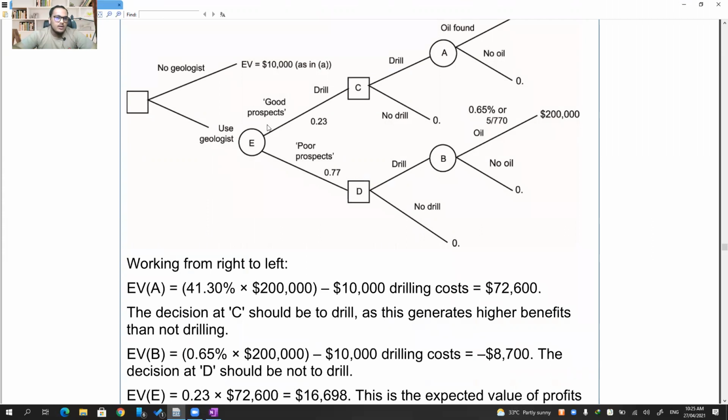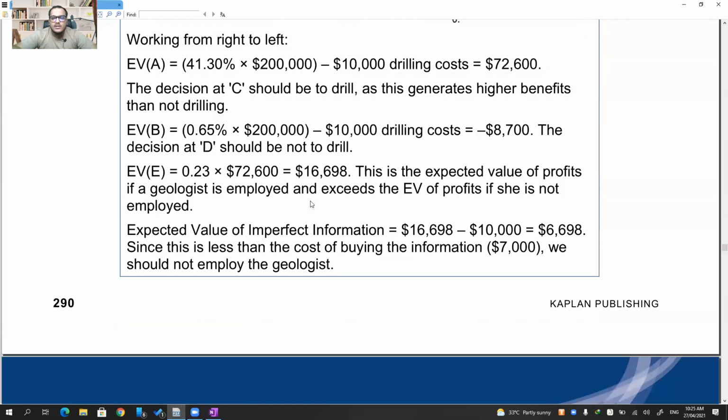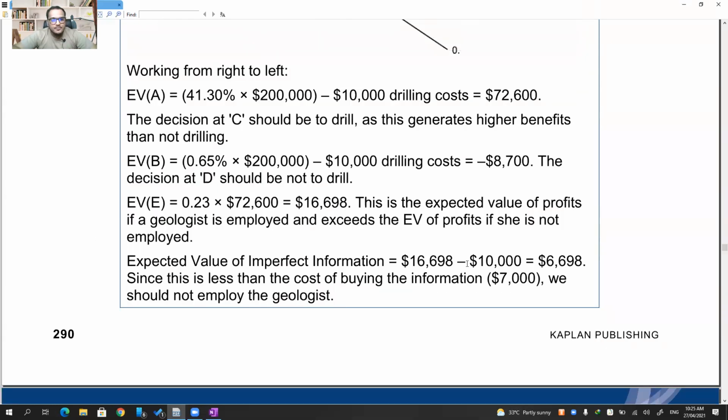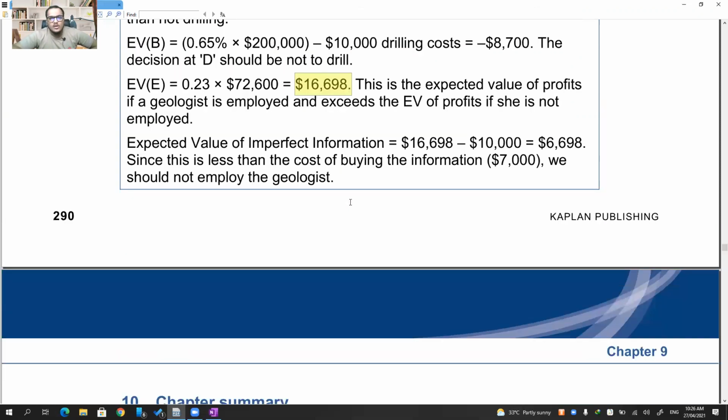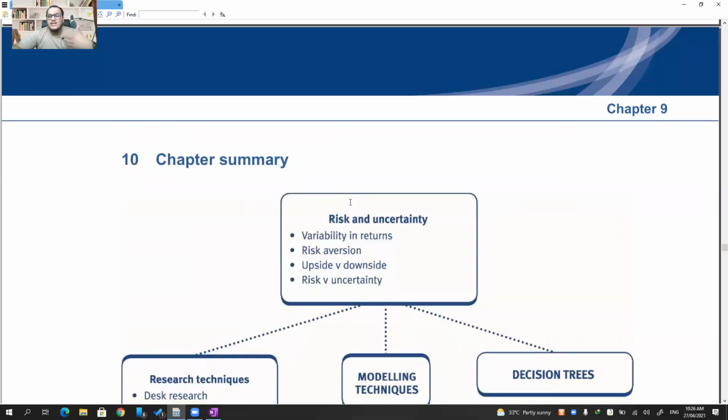So if the expected value at point E is more than 17,000, then I'll agree to hiring her. So the expected value at point E is calculated as 16,698, approximately 17,000. That's exactly breaking even. I don't think I'll go ahead and hire her, because what is the point of doing all this if I'm getting the same expected value? So I'll not hire her. I'll ignore her. That's how we determine the value of the information. Is that clear, guys?